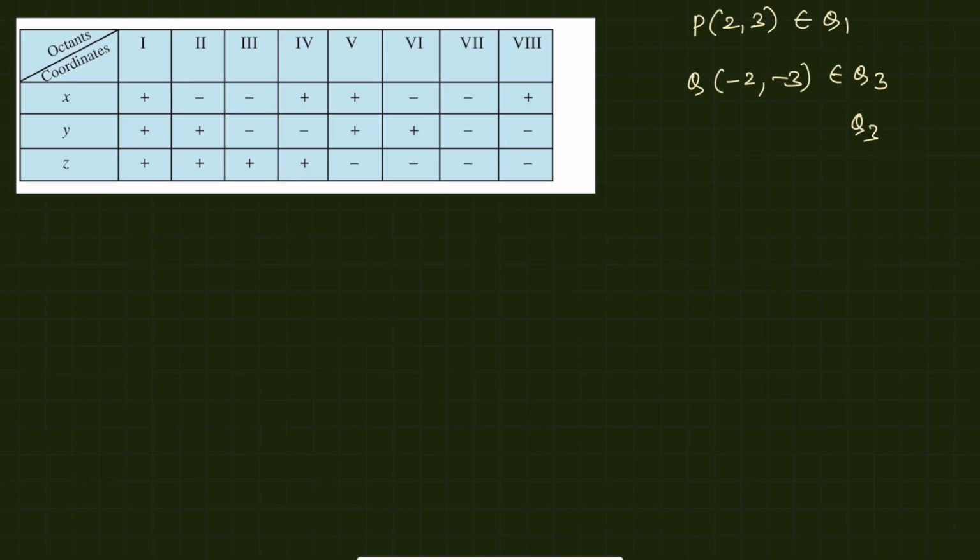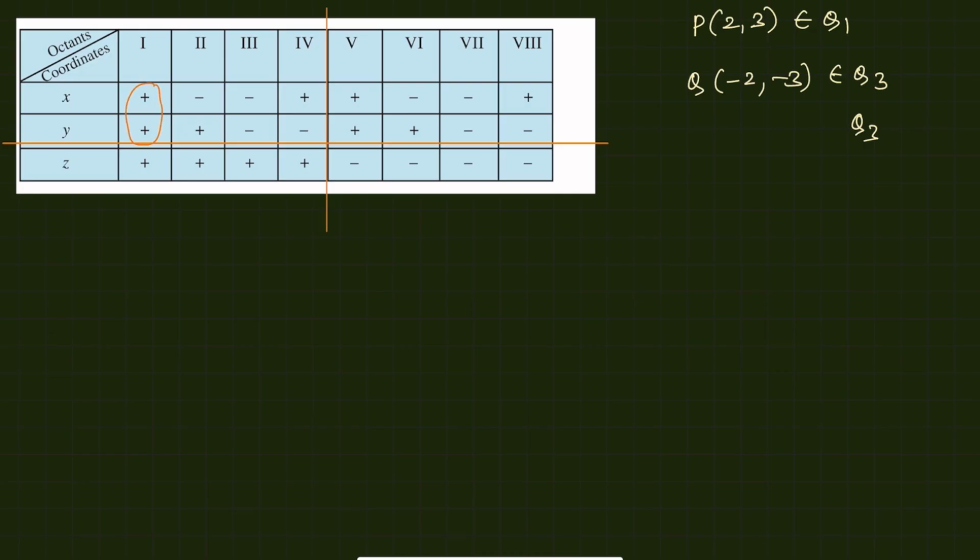To remember this table, you observe, divide these 8 octants into 2 parts: first 4 parts and then next 4 parts. Then you divide the x, y, z axes into 2 parts: x and y are one part and z is another part. Now you observe the signs.